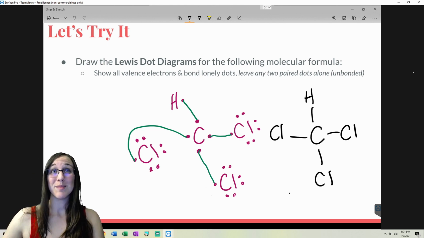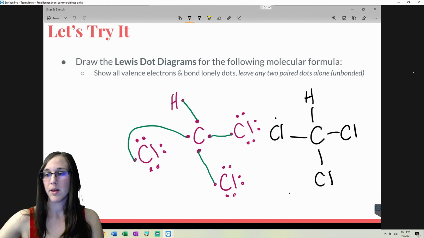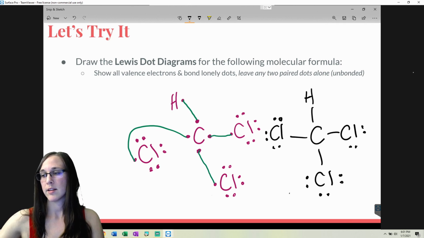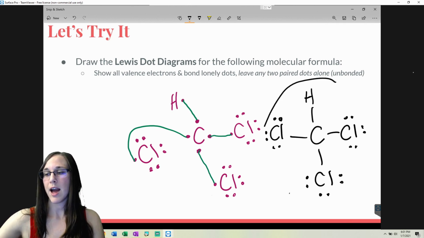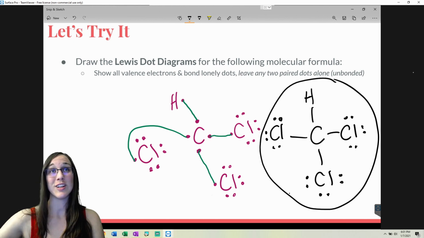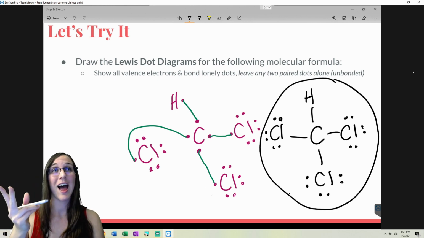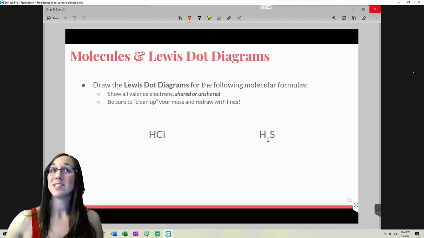Now that we've connected them together, don't forget those lone pairs on all of the chlorines. Those are still very important to show. So we want to still make sure that we carry over our lone pairs. Even though it's tedious, you want to keep them there. Now that would be our beautiful final answer, ladies and gentlemen. Voila.